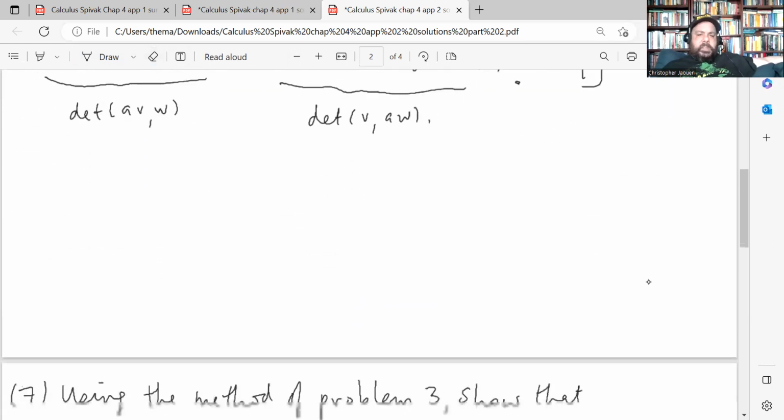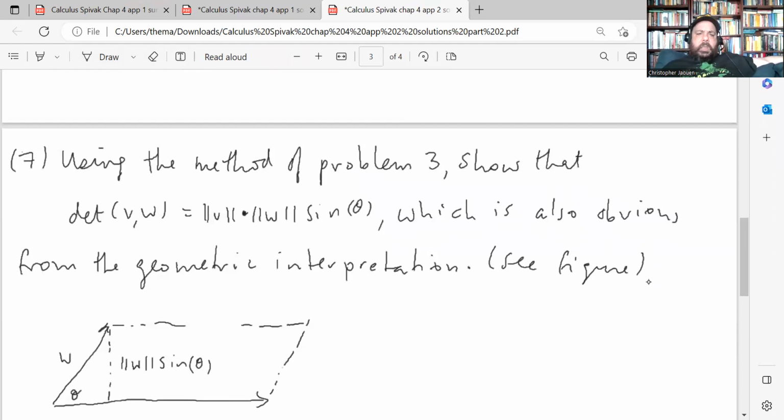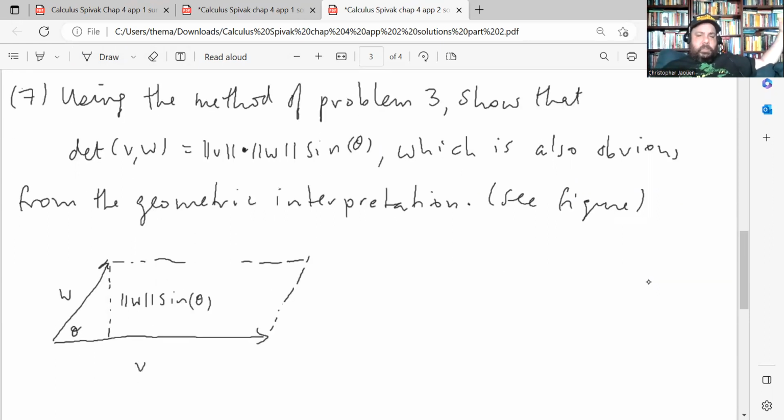Right, and then this is the last problem in the appendix. Using the method of problem 3, show that determinant VW is length V times length W times sine theta, which is also obvious from the geometric interpretation, which is, he says, see the figure, which I have redrawn down here.